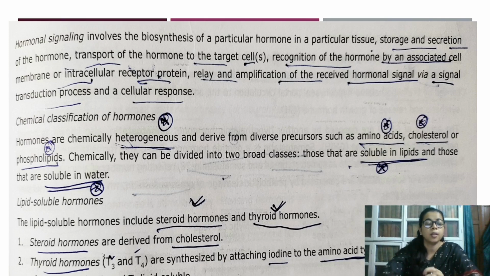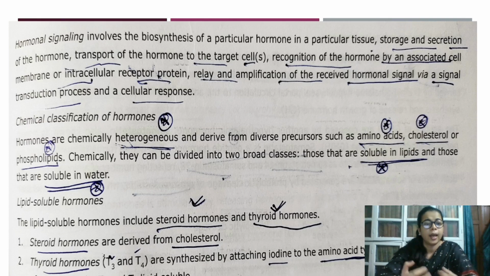Then if we focus upon the classification of the hormone: I have told you that hormones are heterogeneous in nature. Why is it heterogeneous? Because it is not made up of a single substance. It is a combination of three different things. That's why it is known as hetero, and hetero means different. The three things a hormone is mainly made up of are amino acids, cholesterol, and phospholipid.